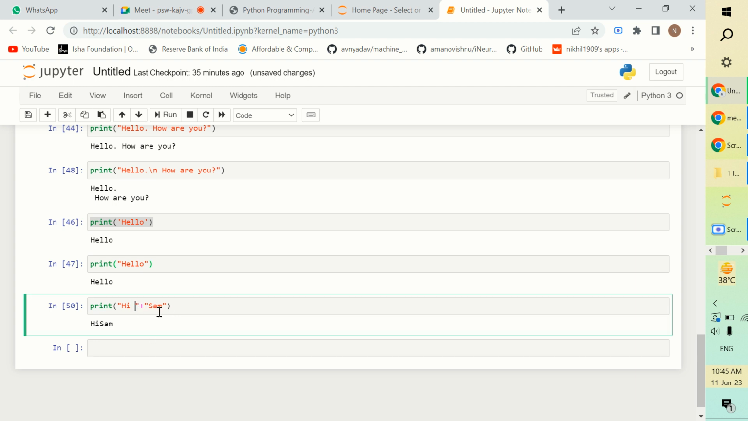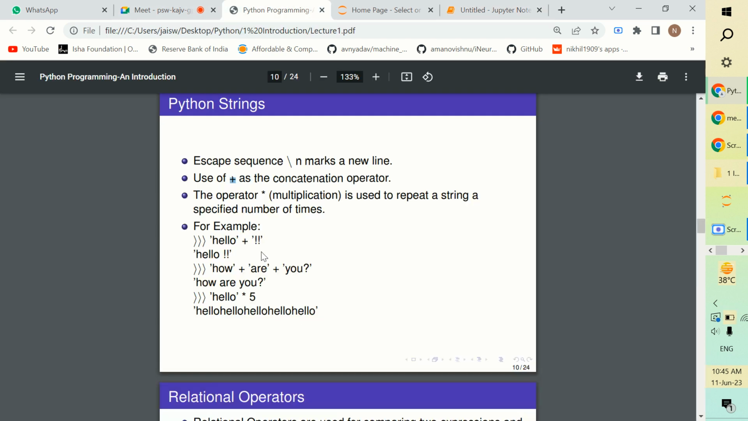Clear है? This is clear. Plus operator is used to concatenate two strings. ठीक है, I had two strings, hi, and then after that Sam was there, so I concatenated using the plus operator, so I'll get hi Sam. Okay, this thing is clear. You can concatenate multiple strings at the same time like this.